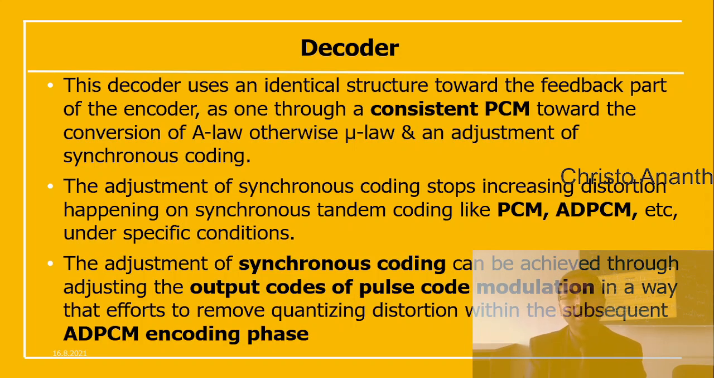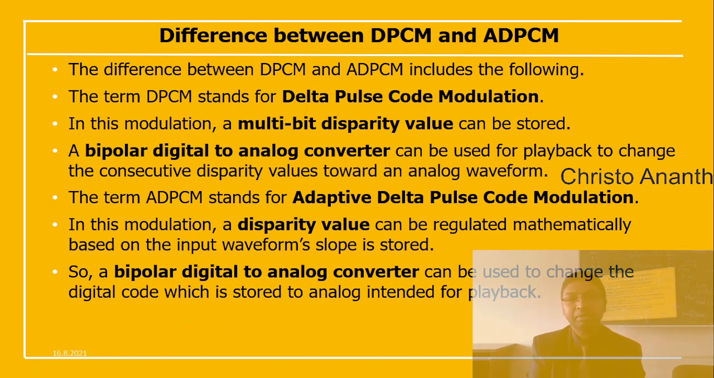It uses an identical structure to the feedback part of the encoder, as the one through the consistent pulse code modulation toward the conversion of A-law or mu-law, and an adjustment of the synchronous encoding. The adjustment of the synchronous coding stops the increasing distortion which happens on the synchronous stand-up, like pulse code modulation or adaptive differential pulse code modulation, under some specific conditions. So this synchronous coding is adjusted by adjusting the output codes of the pulse code modulation, such that you remove the quantizing distortion within the adaptive differential pulse code modulation encoding phase. So this is the difference between DPCM and ADPCM.